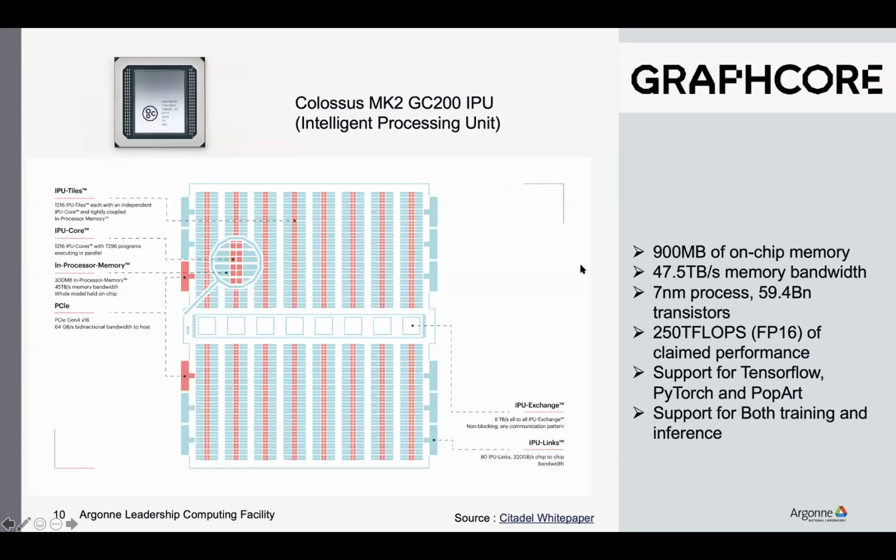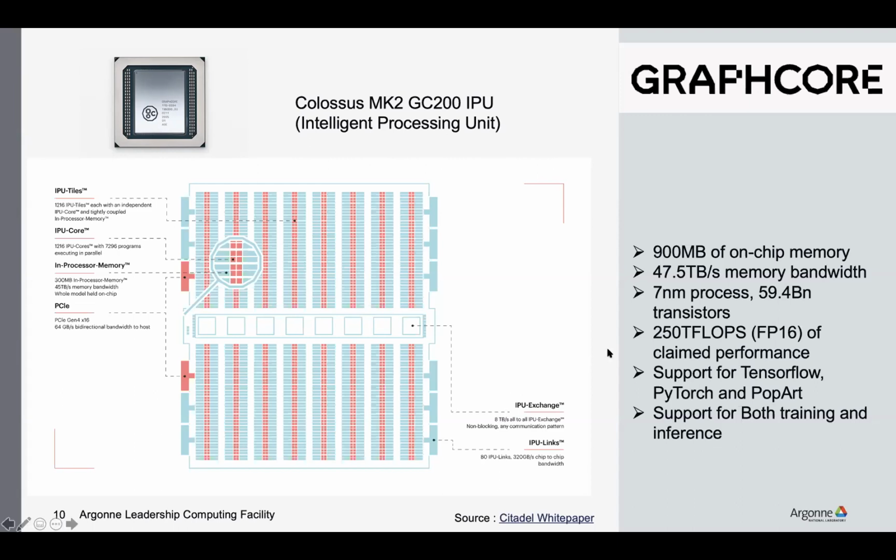Next, I'll similarly give a brief overview of Graphcore's architecture. They call it the Colossus MK2 Intelligent Processing Unit. Similar to earlier architectures, it has about 900 megabytes of on-chip memory, and it also has these IPU cores, which are put together in IPU tiles, and the 900 megabytes of memory is spread across the chip. Again, similar to the earlier architectures.